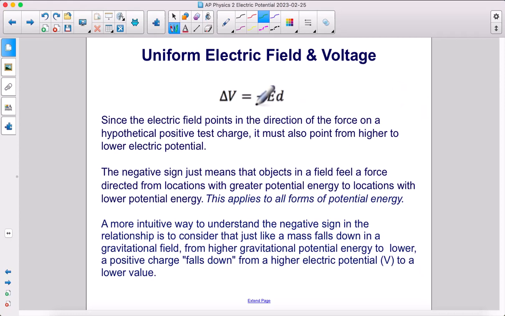The negative sign just means that objects in a field feel a force directed from locations with greater potential energy to locations with lower potential energy. And this applies to all forms of potential energy. A more intuitive way to understand the negative sign in the relationship is to consider that just like a mass falls down in a gravitational field from higher gravitational potential energy to lower, a positive charge falls down from a higher electric potential to a lower electric potential.